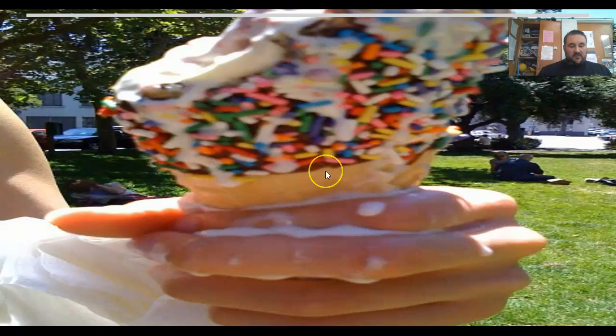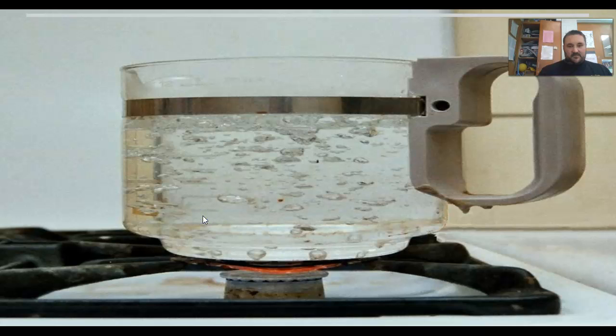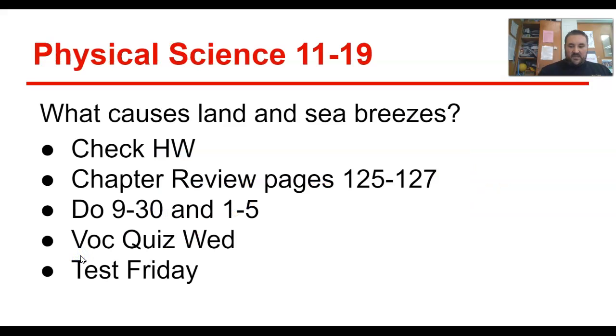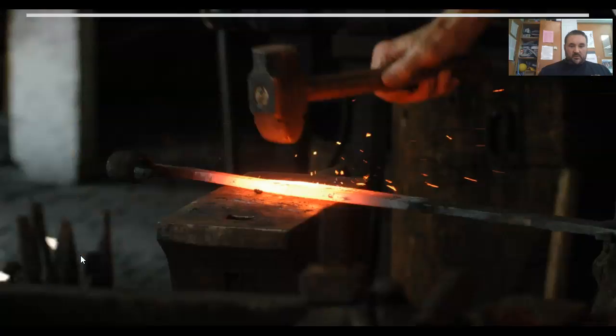Your ice cream melting during the day is going to be radiation as the sun hits it. Boiling water. Boiling water rises in the middle and falls towards the edge and you get this circling. That is convection.